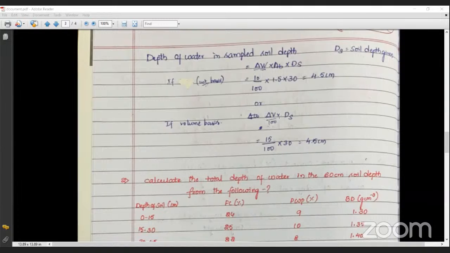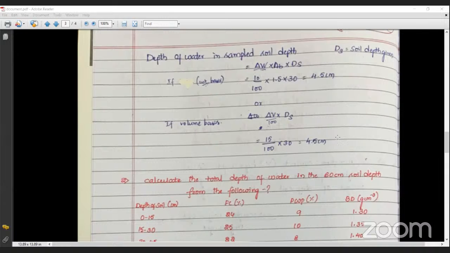In case of volume basis, you can note down another question here. The soil moisture content on volume basis is 15%, and the soil depth taken is 30 centimeter. Then they will ask, what is the depth of water in the soil sample? Here we will not require any bulk density, because to calculate the volumetric soil moisture content, we required bulk density. In that formula itself, we have added the bulk density. So what you have to do is 15 divided by 100, because it is given in percentage basis, into the soil depth given, that is 15 divided by 100 into 30, which will give 4.5 centimeter. Both are the same.